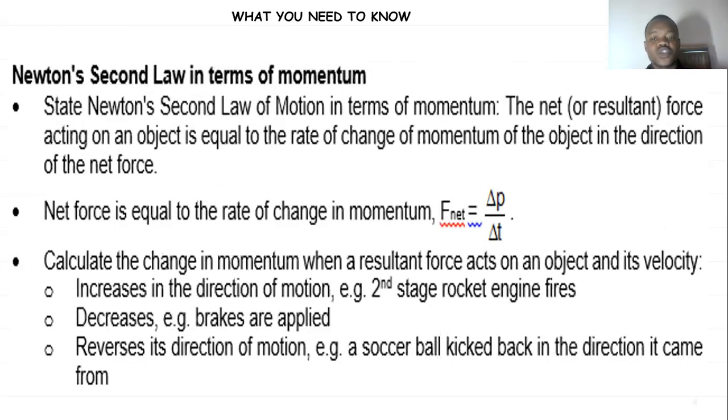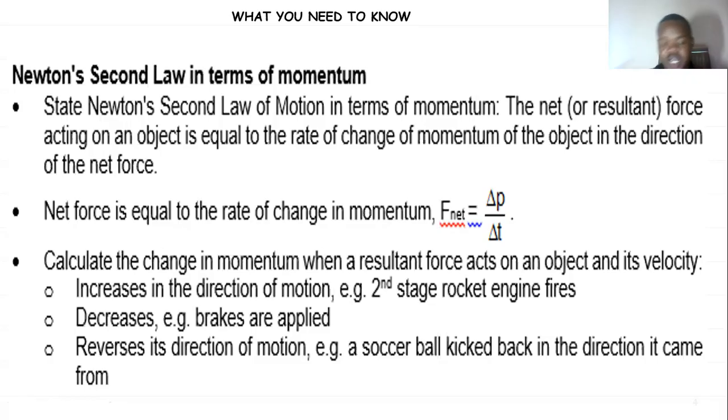Furthermore, this is what we need to know. We need to be able to state Newton's second law in terms of momentum. And we must be able to state Newton's second law of motion in terms of momentum in words. And when stated in words, it says the net force acting on an object is equal to the rate of change of momentum of the object in the direction of the net force.